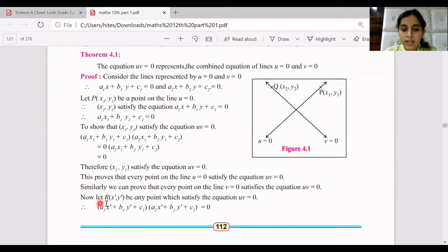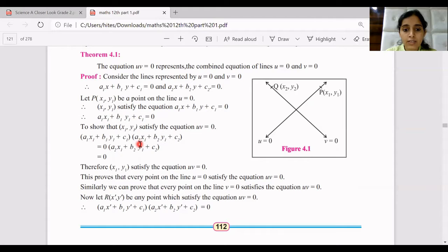So, we say now let R(x', y') be any point which satisfies the equation uv equal to 0. Okay, so we substitute in that equation (a1 x' plus b1 y' plus c1) into (a2 x' plus b2 y' plus c2) equal to 0. Now, in this proof, there is one mistake. If you can observe what they have done over here, a1 x1 plus b1 y1 plus c1. Now, (x1, y1) was lying on u equal to 0.